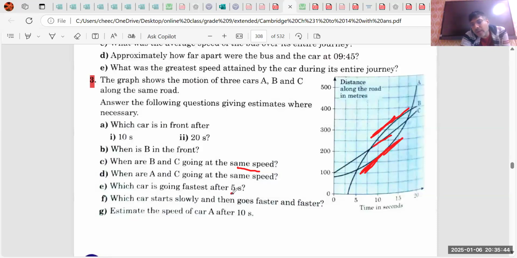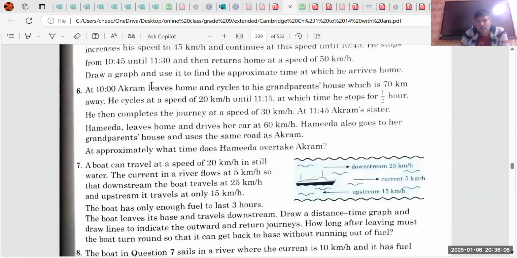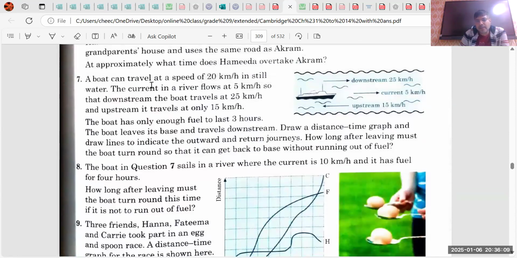Now, which car is going the fastest after 5 seconds? So after 5 seconds, this B car is going the fastest because the slope is the highest. So that's why the answer is wrong and this question will cancel it. All right. Now draw the graph of the seventh question and send it to me.